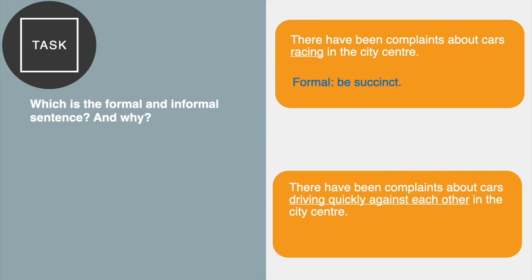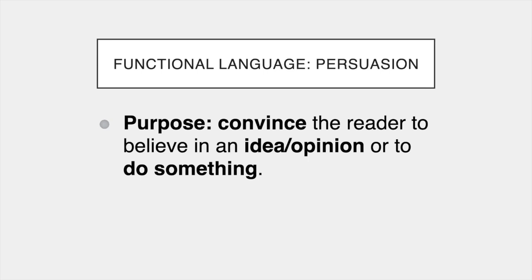The formal answer is the first. This is due to the fact that you should be succinct. The second sentence read, driving quickly against each other. Now this can all be summed up with one verb, race. Now let's have a look at functional language, persuasion.